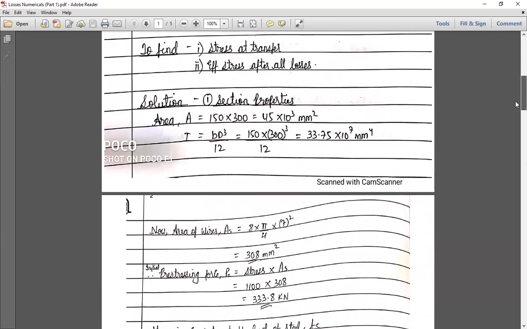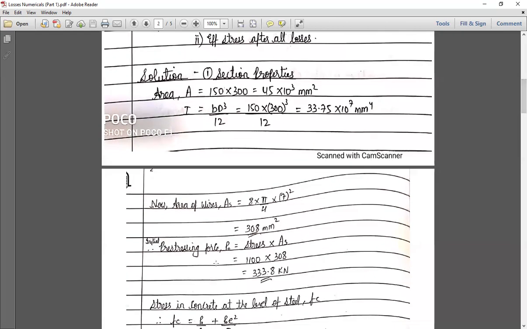Okay. Now let us find out the area of the wires. The number of wires is given to us and the diameter is given. So 7 wires of 8 mm diameter. So area of wires is this much. Now we can find out the initial pre-stressing force.